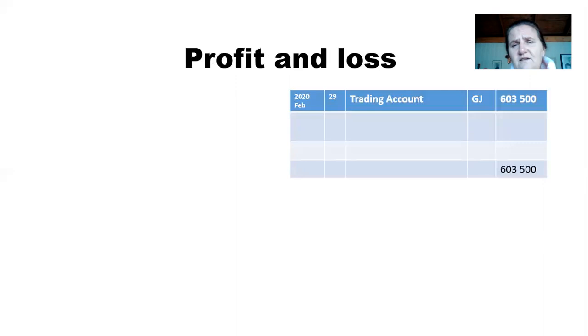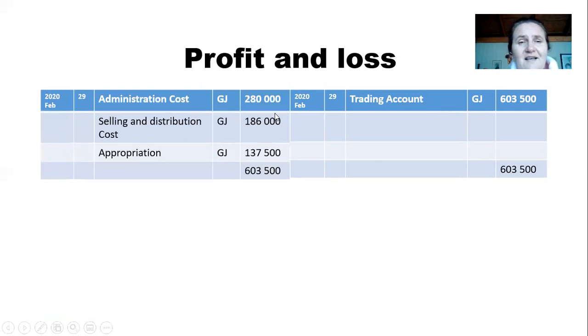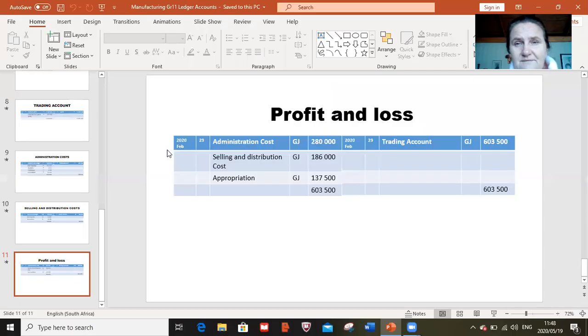So in profit and loss, on the right-hand side, I'm going to have my trading account, which you know. But on the left-hand side, instead of listing all the expenses separately, I've got them added together for administrative costs and selling and distribution costs. The difference is then taken to my appropriation or my capital, depending on which organization type I've got. And that's it. I hope you enjoyed that.